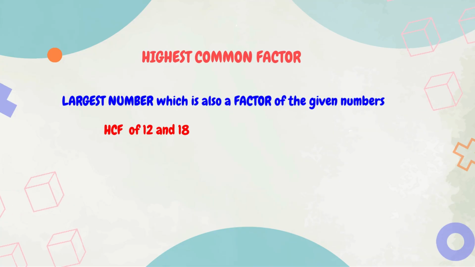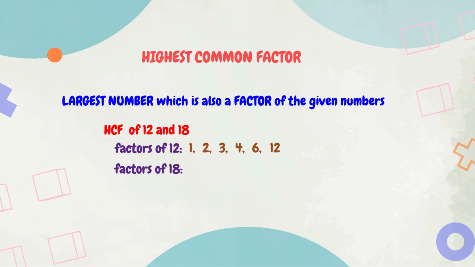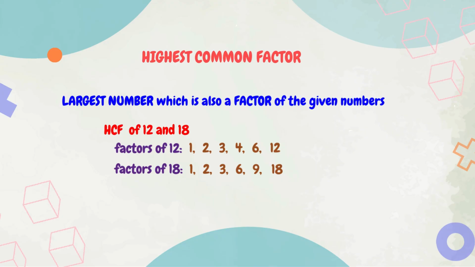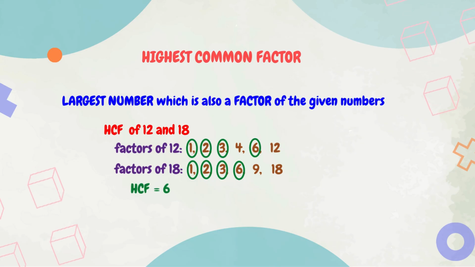To find the highest common factor, first find the common factors of the given numbers. We've seen that the factors of 12 are 1, 2, 3, 4, 6, and 12, and the factors of 18 are 1, 2, 3, 6, 9, and 18. The common factors of 12 and 18 are 1, 2, 3, and 6. The largest number among the common factors is the highest common factor. In this case, the largest number is 6, so the highest common factor of 12 and 18 is 6.